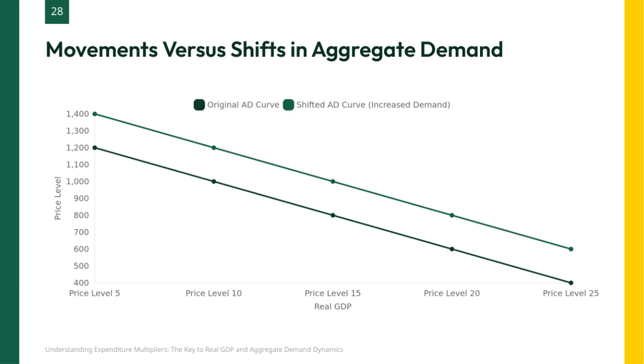Movements along the curve occur when price levels change, but the demand curve remains fixed. While shifts like the one here indicate changes in factors other than price, such as consumer confidence or fiscal policy, causing the entire demand curve to move. This distinction is crucial for understanding how different economic forces impact overall demand in the economy.